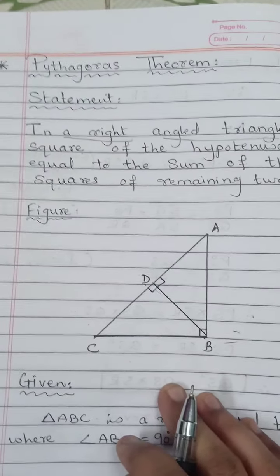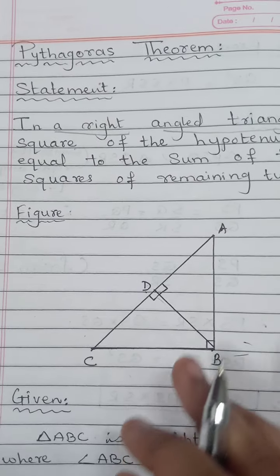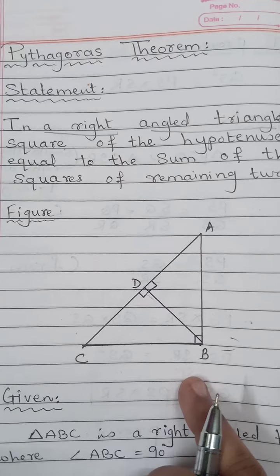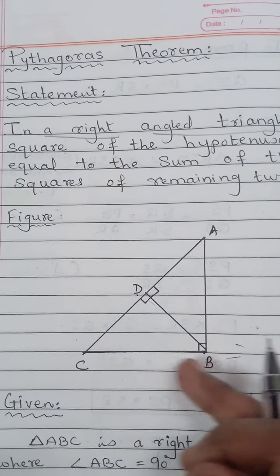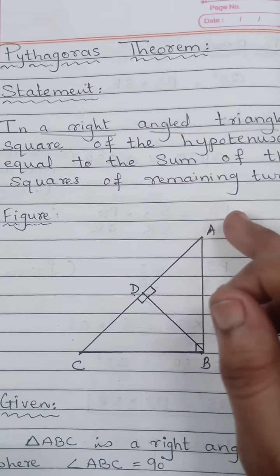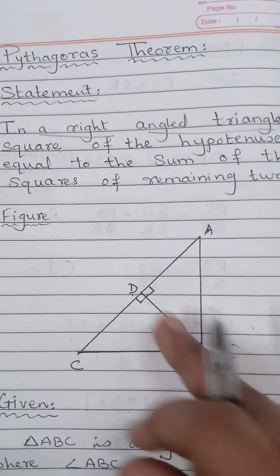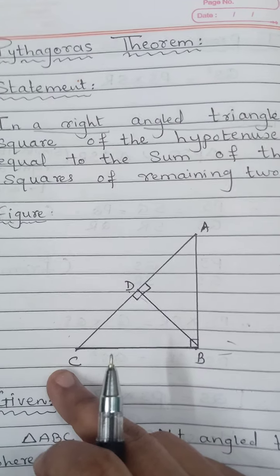Now the first theorem is similarity of right angle triangle. In that theorem we have proved that all these three triangles are similar to each other. And what are the three triangles? First is triangle ABC, second is triangle ADB, third is triangle BDC. So all these three triangles are similar to each other by similarity of right angle triangle.